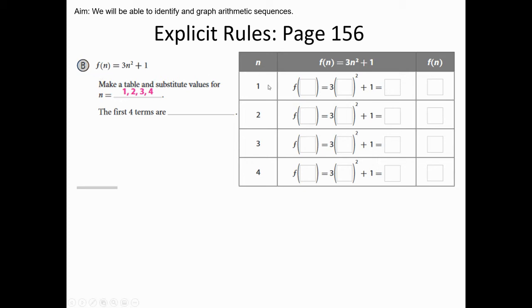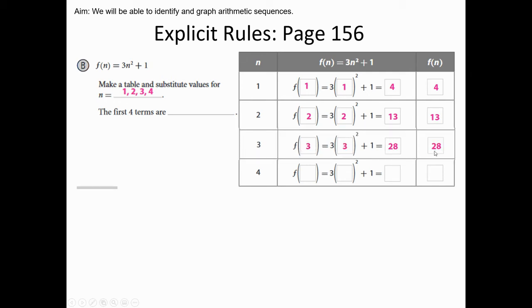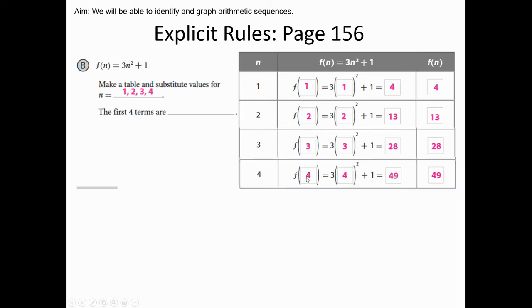So let's find f of 1. All we're going to do is replace the n with a 1. 1 squared is 1 times 3 plus 1 gives us a 4. So the first number is a 4. Let's put in number 2. Well, 2 squared is 4 times 3 is 12 plus 1, 13. Okay, what do you guys think the next number is going to be? Let's put in a 3. It's 28. Let's put in a 4. It's 49. So we'd say the first 4 terms are 4, 13, 28, and 49.